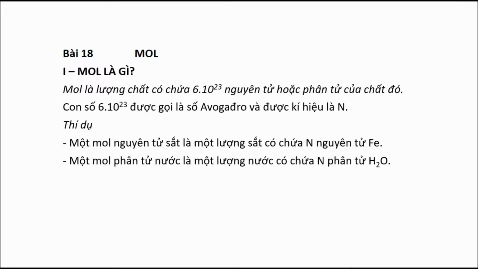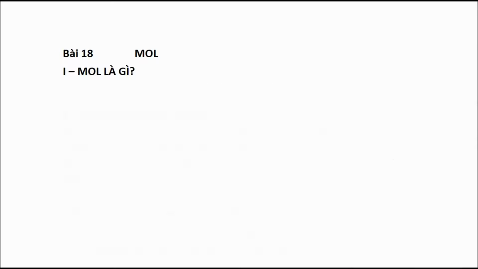1. What is a mole? 1 mole is the unit amount of a substance containing 6 times 10 to the power of 23 atoms or molecules of that substance. 6 times 10 to the power of 23 is called Avogadro's number and denoted as N. For example, 1 mole of iron is an amount of iron containing N Fe atoms. 1 mole of water is an amount of water containing N H2O molecules.